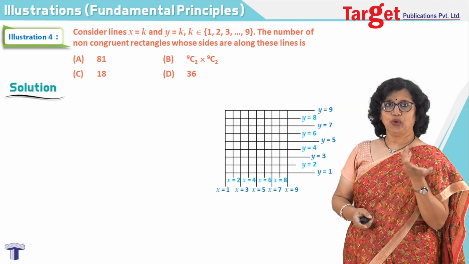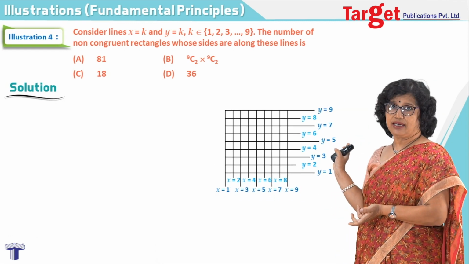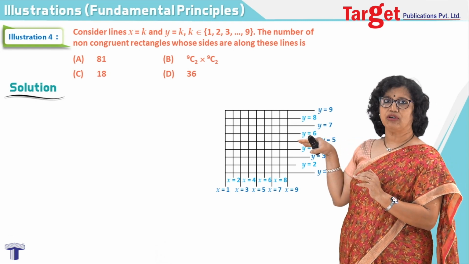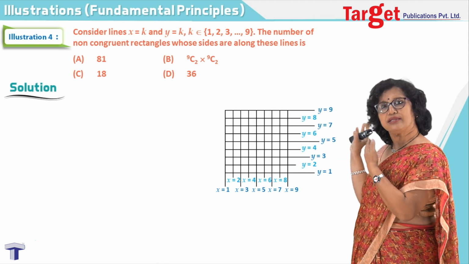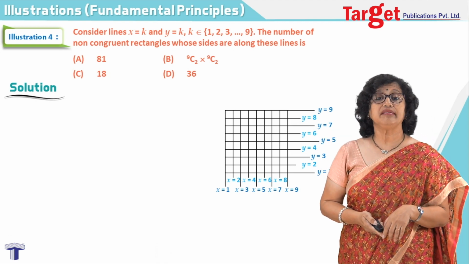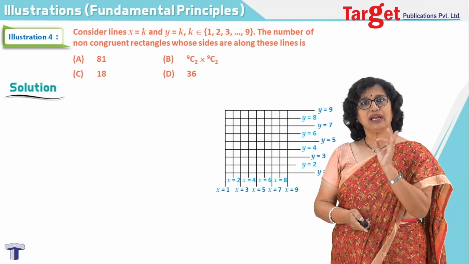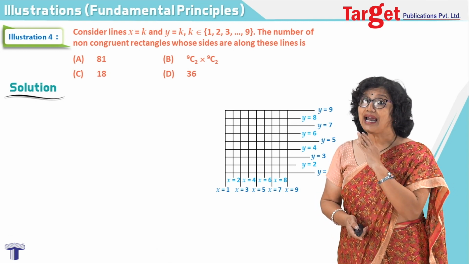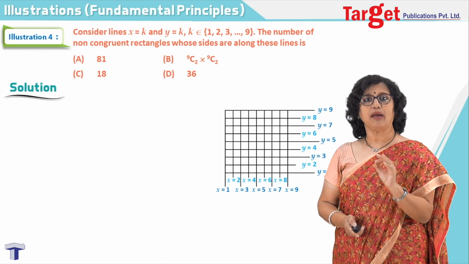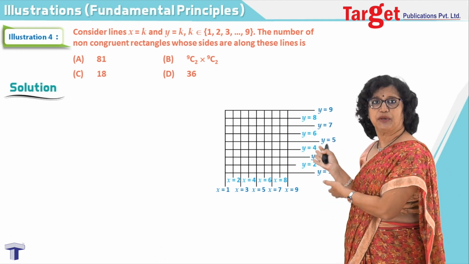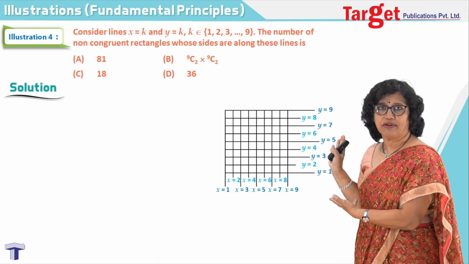Mostly you would try to draw the picture. So I have drawn the picture here. I draw y equal to 1, y equal to 2, etc. up to y equal to 9. And then I have drawn x equal to 1, x equal to 2, etc. up to x equal to 9. And then I go for actually counting rectangles. See, the entire chapter, I would say, is of systematic counting. Don't count randomly here, just because the picture is ready in front of you.